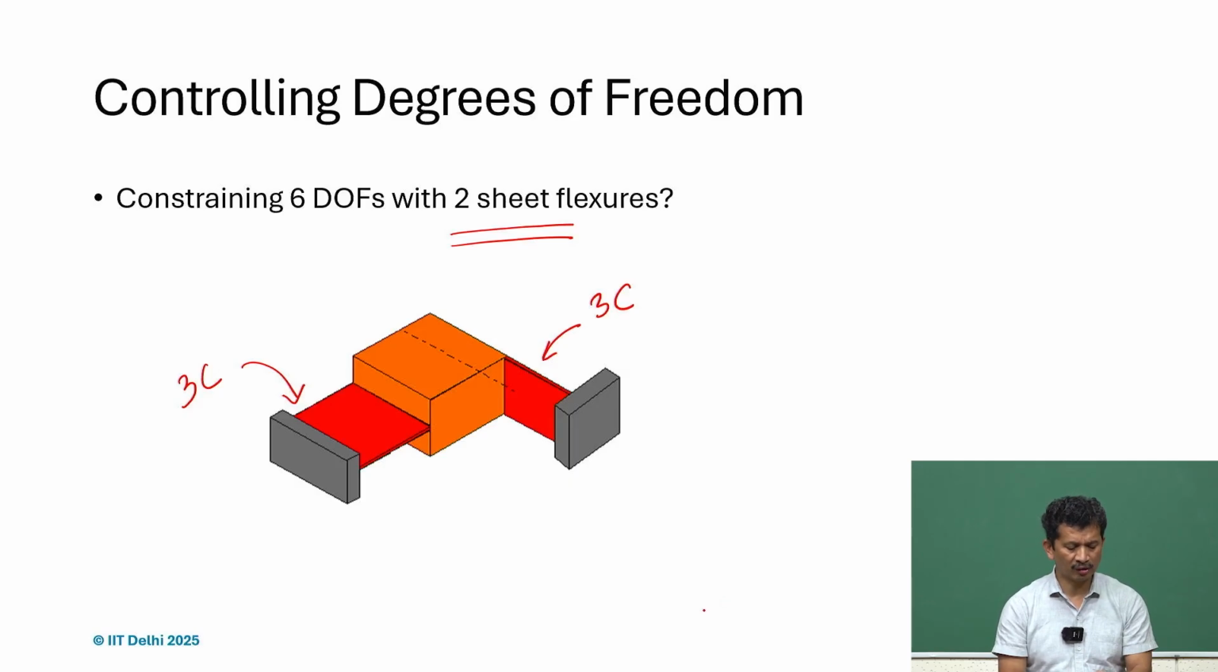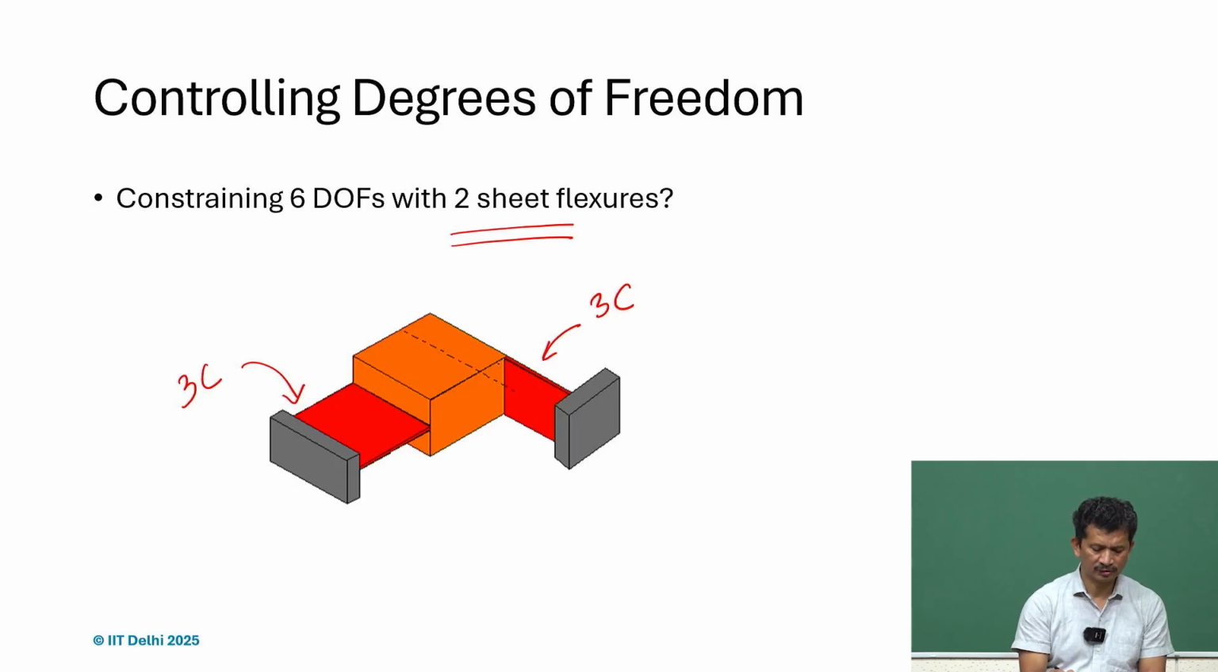So, yes, we can always resolve into 3 constraints here and try to find the equivalent, and we can check ourselves also whether it's possible or whether it's an over constrained design. Over constrained design means certain degrees of freedom are still free and some directions are constrained twice. So, if we try to visualize, yes, we can always have a 3 equivalent.